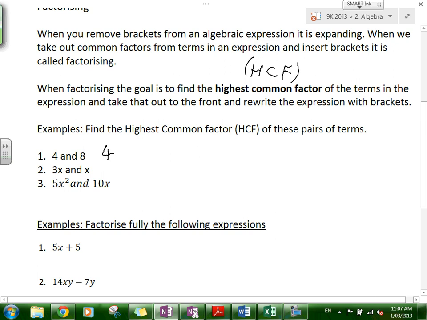Now, if we have 3x and x, what's the highest common factor? Well, 1 is a common factor, but it's not the highest common factor. Well, 3 doesn't go into x. X, because x goes into 3x. 3x divided by x is just 3. And x divided by x is 1. They cancel each other out. So the highest common factor for this one is x.